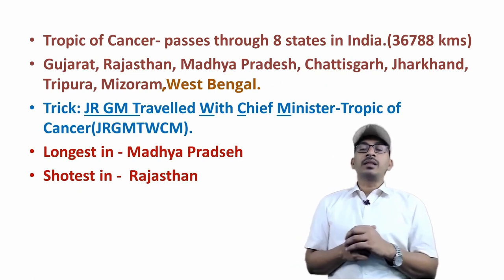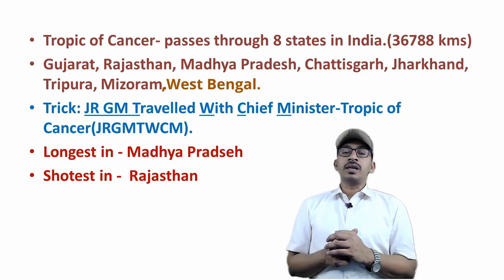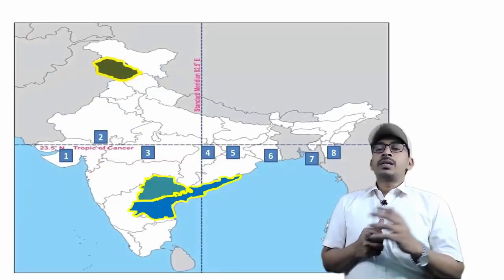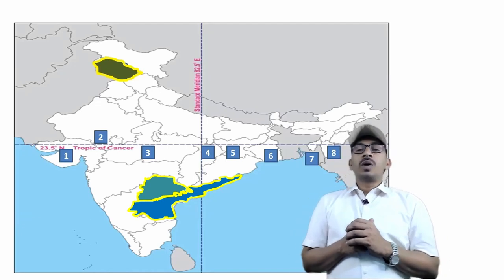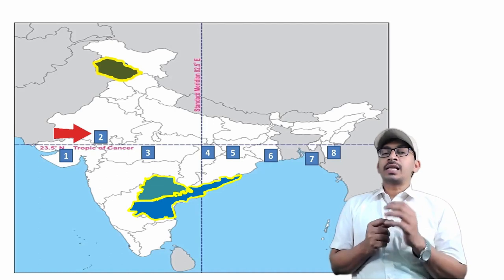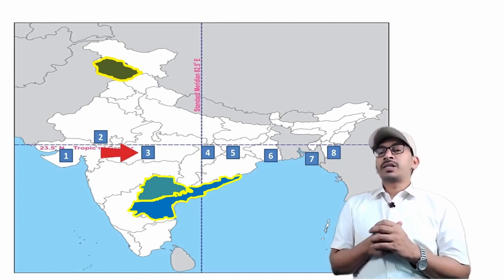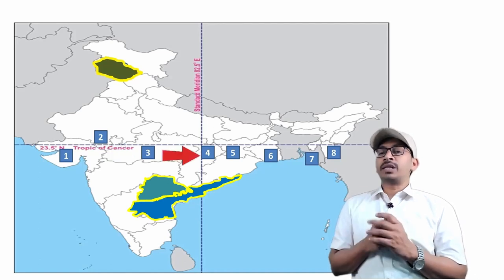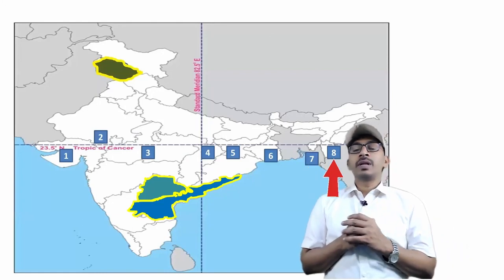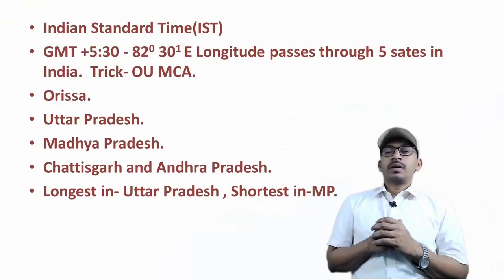The longest length of the Tropic of Cancer is in Madhya Pradesh. The shortest is in Rajasthan. Here you can see the 8 states located on the Tropic of Cancer. Gujarat, very less area of Rajasthan, is also located on the Tropic of Cancer. Next, we have Madhya Pradesh, followed by Chhattisgarh, Jharkhand, West Bengal, Tripura, and Mizoram. 8 states of India are located on the Tropic of Cancer.